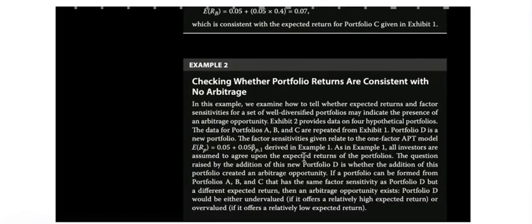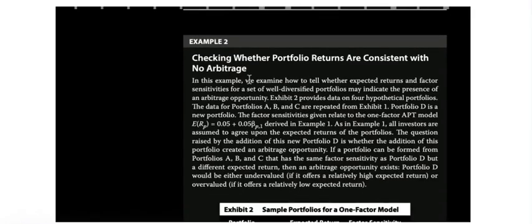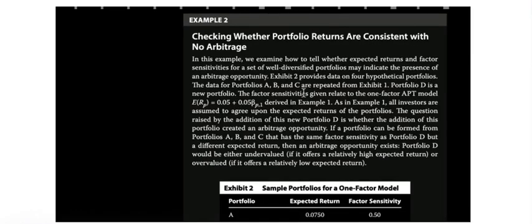Example 2 is going to introduce portfolio D, which we have to test whether or not it's priced correctly. In this example, we examine how to tell whether expected returns and factor sensitivities for a set of well-diversified portfolios may indicate the presence of an arbitrage opportunity. Exhibit 2 provides data on 4 hypothetical portfolios. The data for A, B, and C are repeated from Exhibit 1. Portfolio D is a new portfolio. The factor sensitivities given relate to a one-factor APT model, which we arrived at in Example 1.